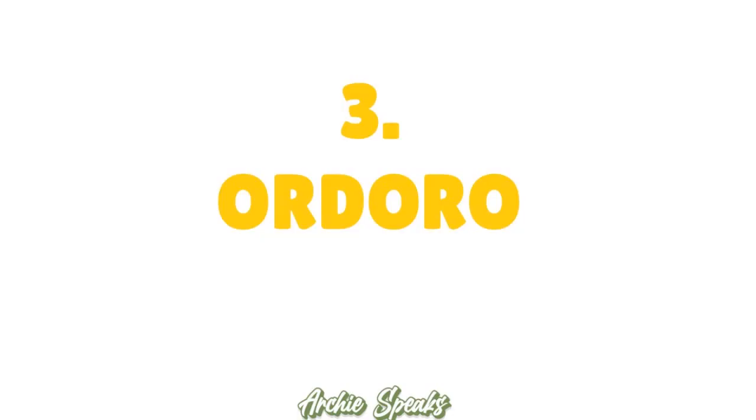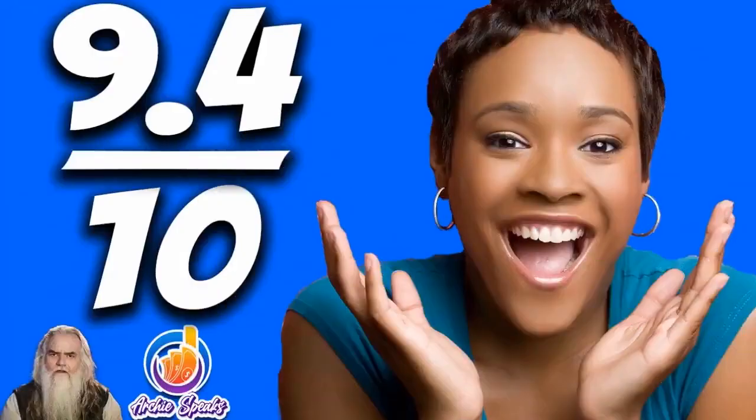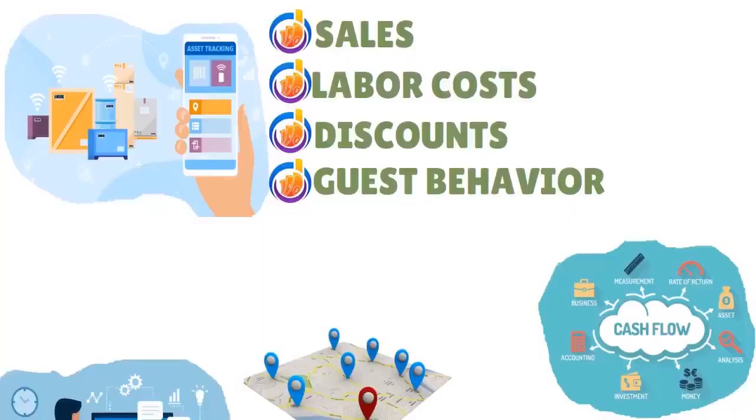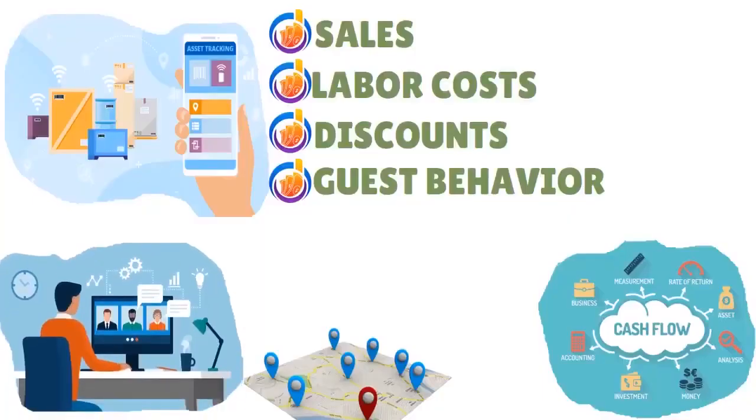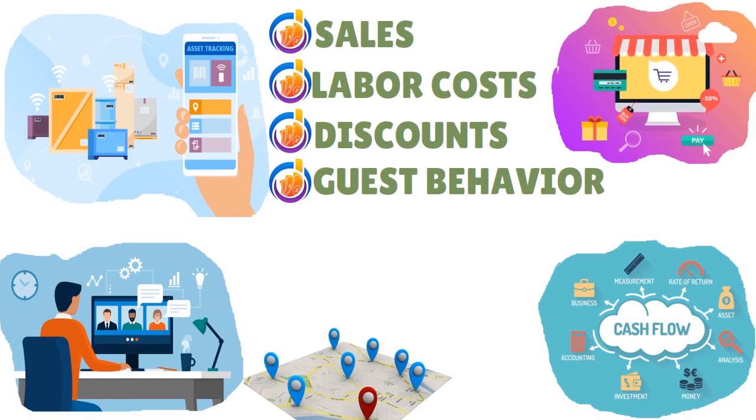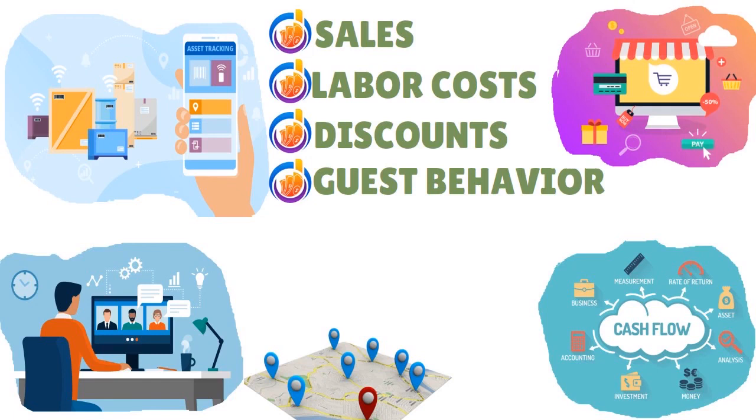Number 3, we have Ordoro. Our score, 9.4 over 10. So when you think about Ordoro, I want you to think about online business. I want you to think about e-commerce. I want you to think about e-commerce marketplace. I want you to think about e-commerce platform.